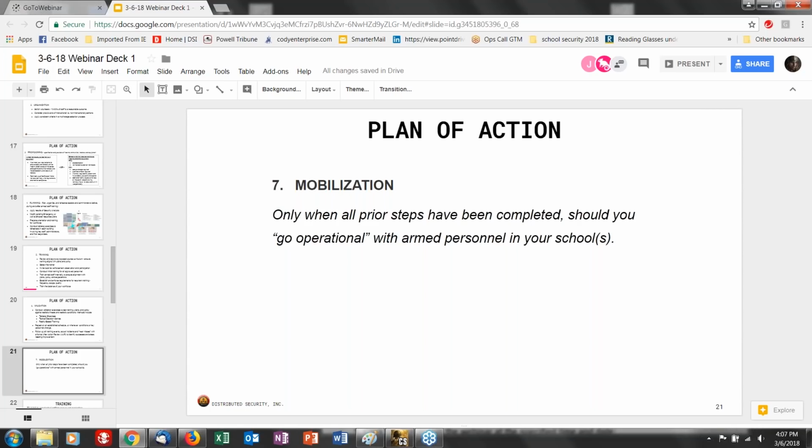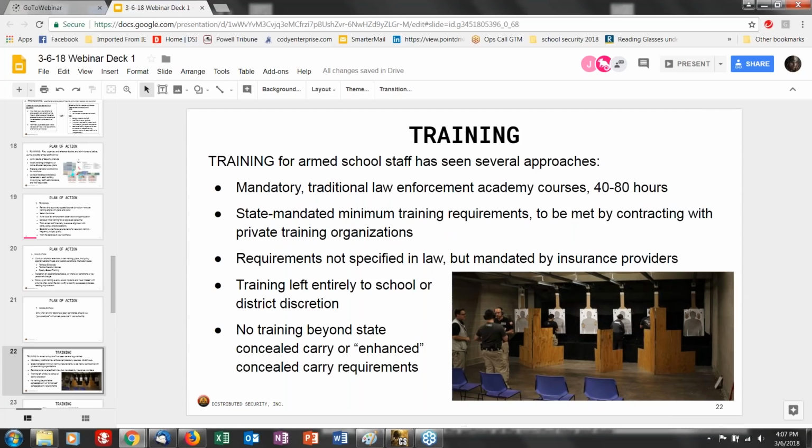Now let's drill down a little bit more into training. There are several approaches that we've seen taken in different states and jurisdictions. One is state statute may mandate traditional law enforcement academy courses of 40 to 80 hours duration. One example of that is the state of South Dakota, where in fact school staff who wish to carry in the schools must complete a full 80-hour program at the state law enforcement academy. You heard from Bill Rogers a little while ago that Michigan is also looking at an 80-hour training requirement.